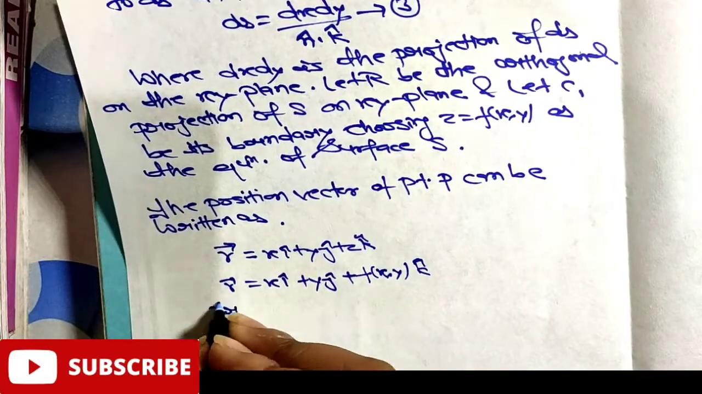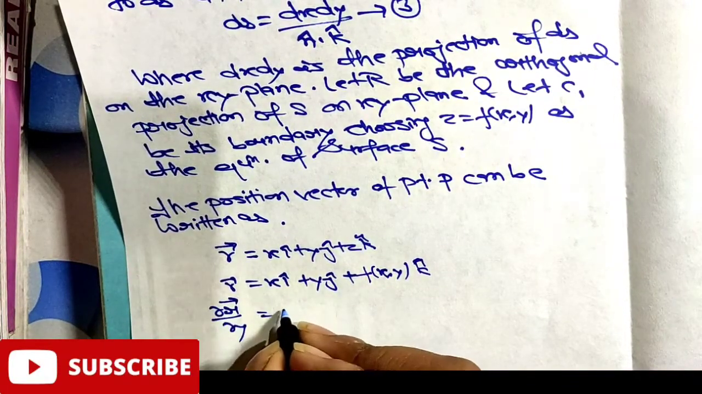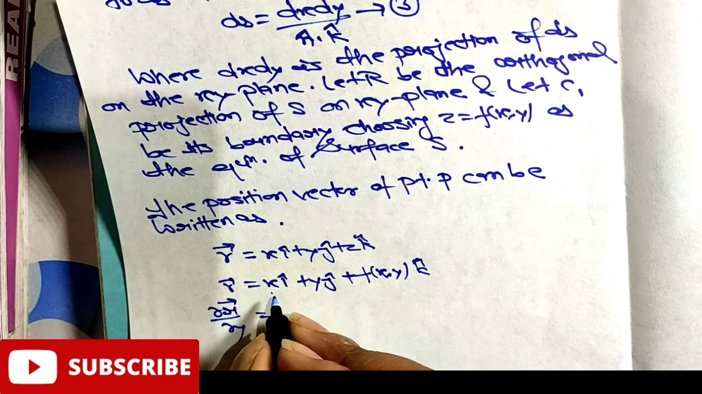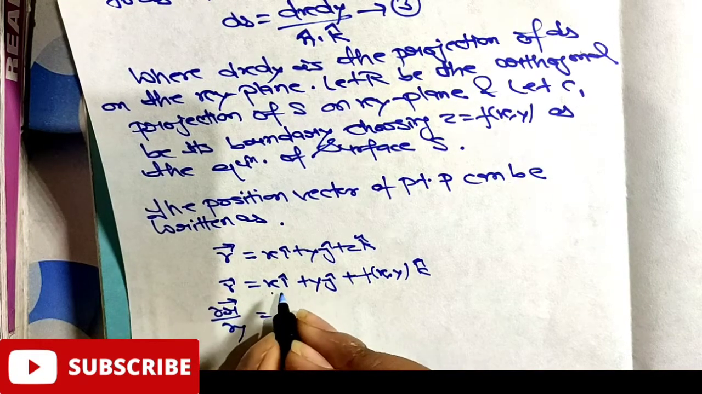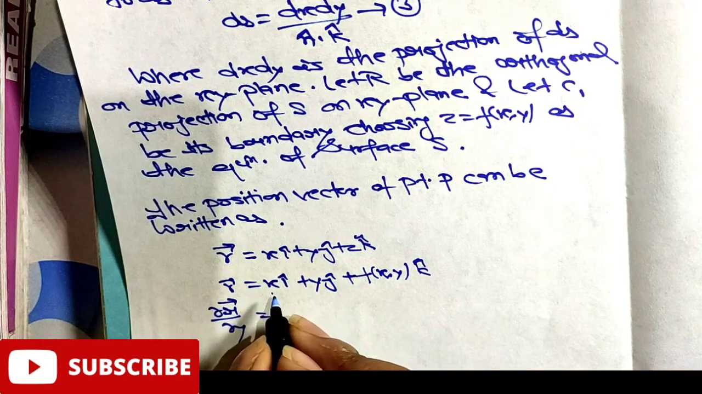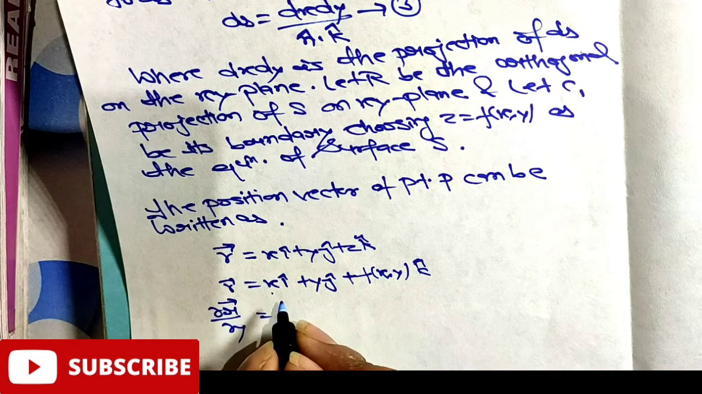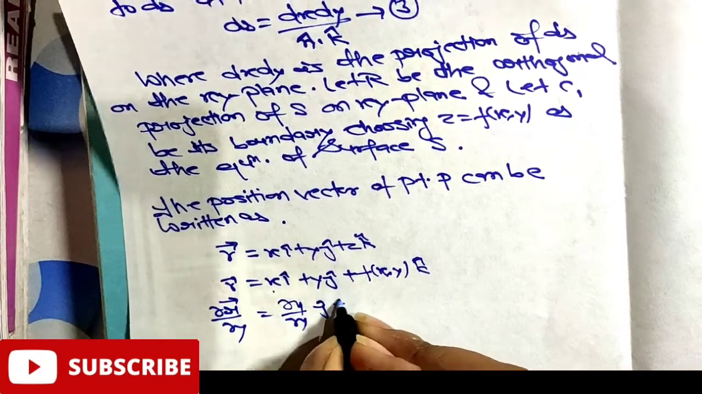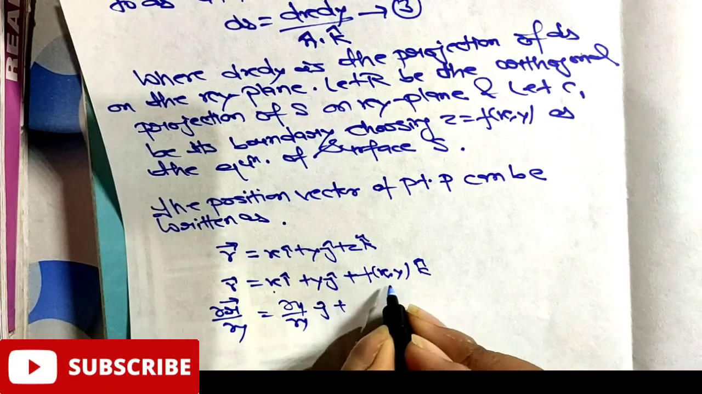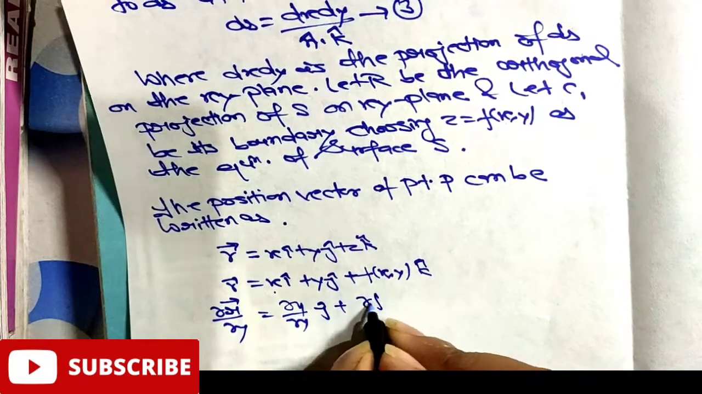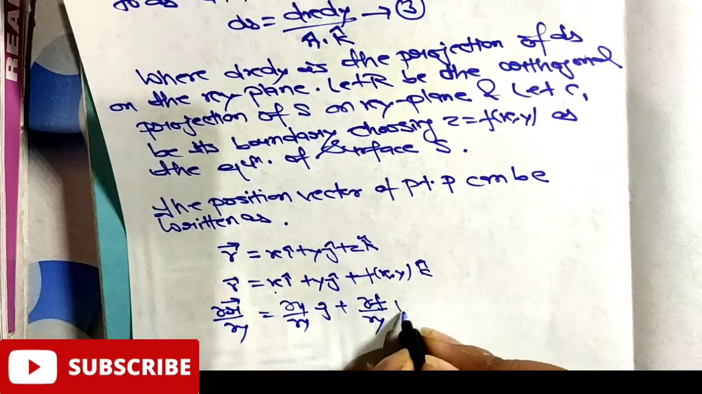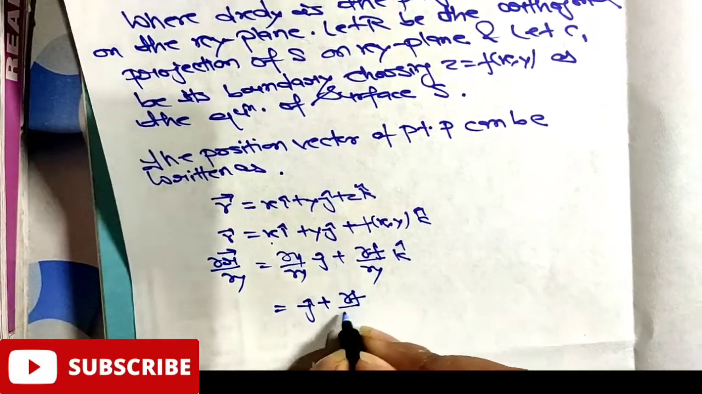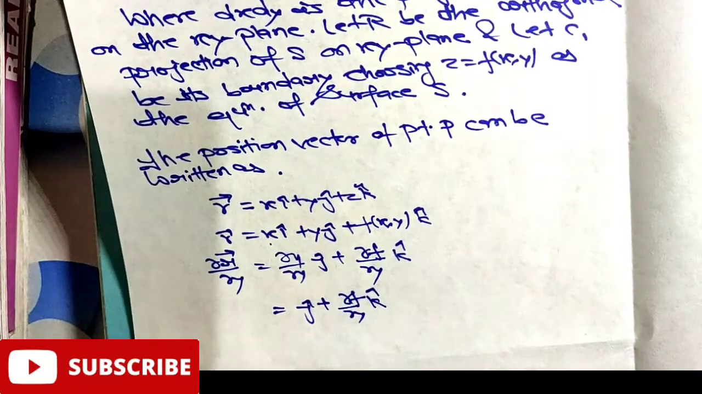Now if we find del R vector upon del y, then we will get del x upon del y i cap, and we are going to treat x as a constant here. So this term vanishes, because the partial derivative of any constant becomes 0. Then del y upon del y j cap, and f is a function of x and y both, so it also gets differentiated with respect to y, k cap. This will become 0 plus j cap plus del f upon del y k cap.